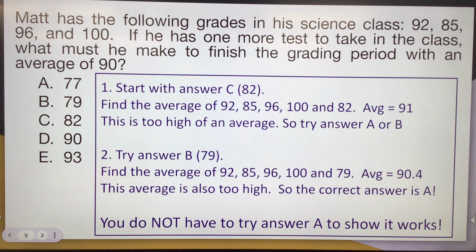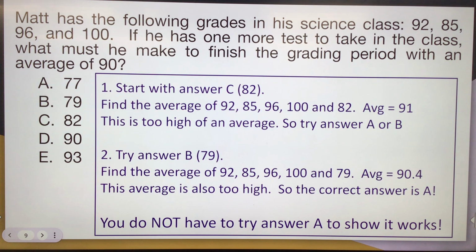Remember, to find the average, we add up all of the grades and then divide by the number of grades that we have. So we always want to start with the middle number. So we're going to start with the number 82. Find the average of the 4 grades he already has, and then also 82. If you add all these numbers up and divide by 5, you find the average is 91. Well, this is too high. We want an average of 90. So we know that the score he needs is smaller than 82.